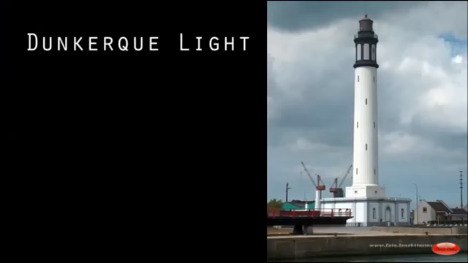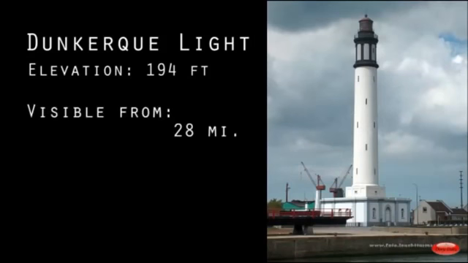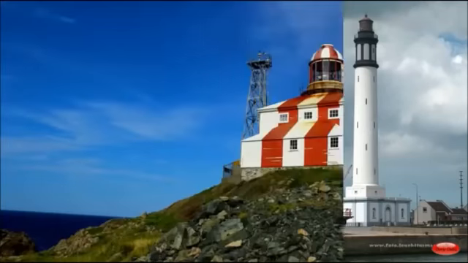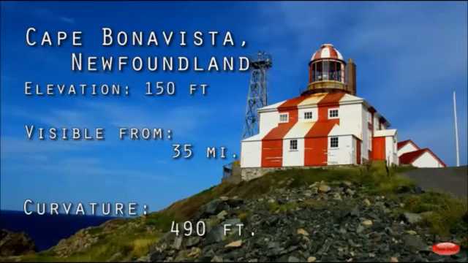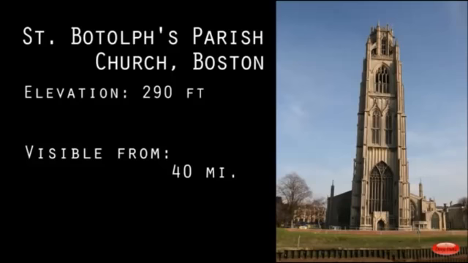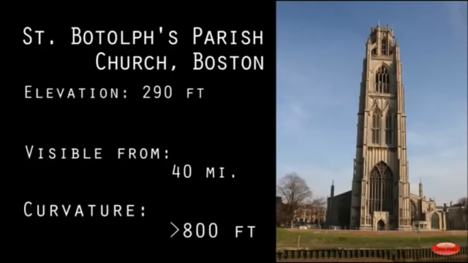Flat southern France at 194 feet is visible from a boat approximately 10 feet above sea level from 28 miles away. At this distance on the ball Earth, the light should be hidden behind 190 feet of curvature. Inland is 150 feet above sea level and visible from 35 miles, where it should be below 490 feet of curvature. St. Botolph's Parish Church in Boston is 290 feet tall and visible from over 40 miles, where it should be hidden below a full 800 feet of curvature.